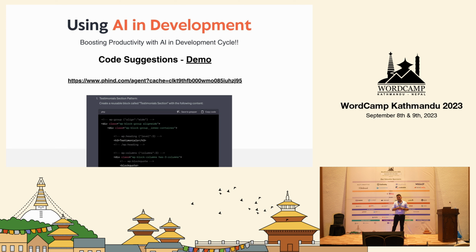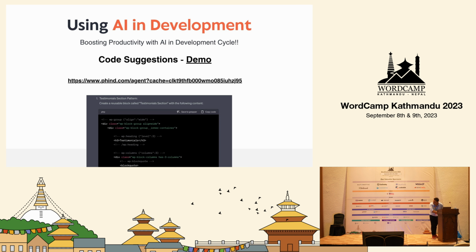Okay, coming further, you can use AI in different kinds of development work itself as well, right? For actual development tasks, it can help you find things faster, debug faster, and optimize your code. Some of the examples I would like to show are how you can boost your productivity using AI in your development cycle. The first one is code suggestions. So let's look into this one first.